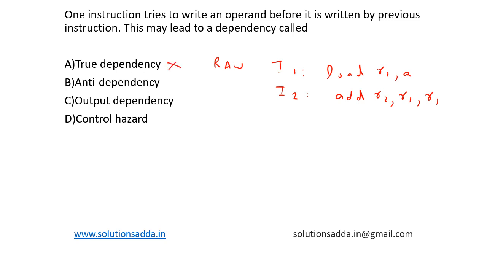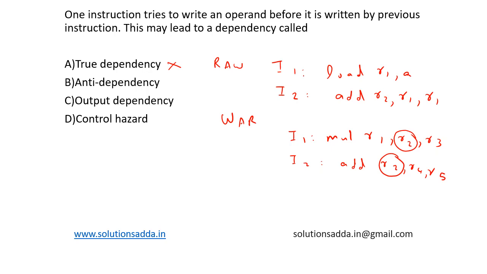Option B, anti-dependency, also called as write after read dependency. Consider an example, I1, that is multiply R1, R2, R3, instruction I2, that is add R2, R4, R5. So in write after read dependency or anti dependency, the value of R2 should be read first by instruction I1, then only the instruction I2 should write. So this is also not what the question asks.